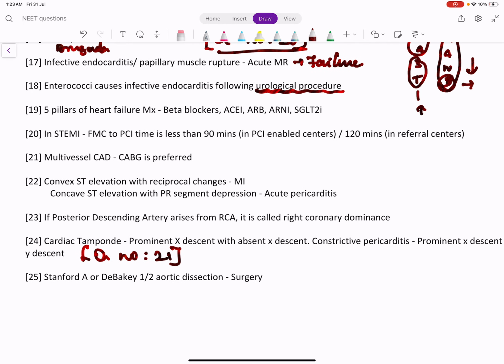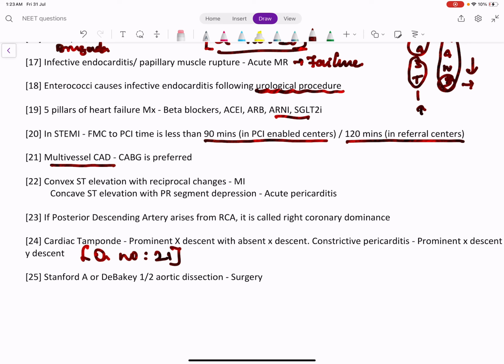The 5 pillars of heart failure management are beta blockers, ACE inhibitor, ARB, ARNI and SGLT2 inhibitors. This was also discussed in one of the questions. In STEMI, first medical contact to PCI time is less than 90 minutes in PCI enabled centers. For a referral center, the time is 120 minutes.